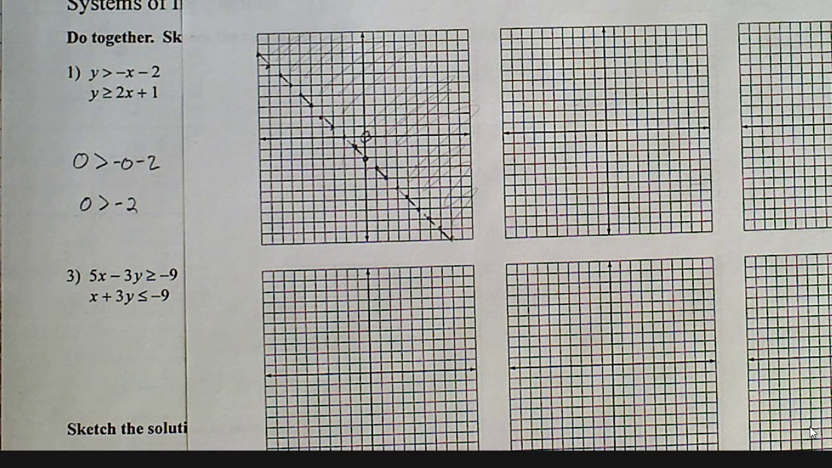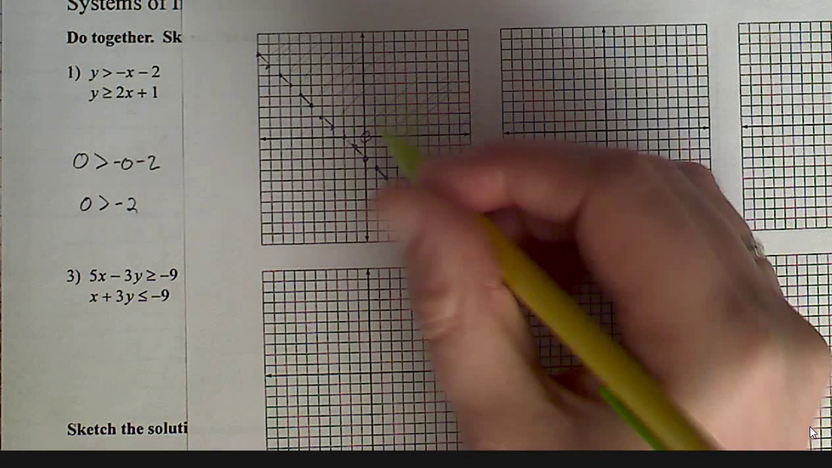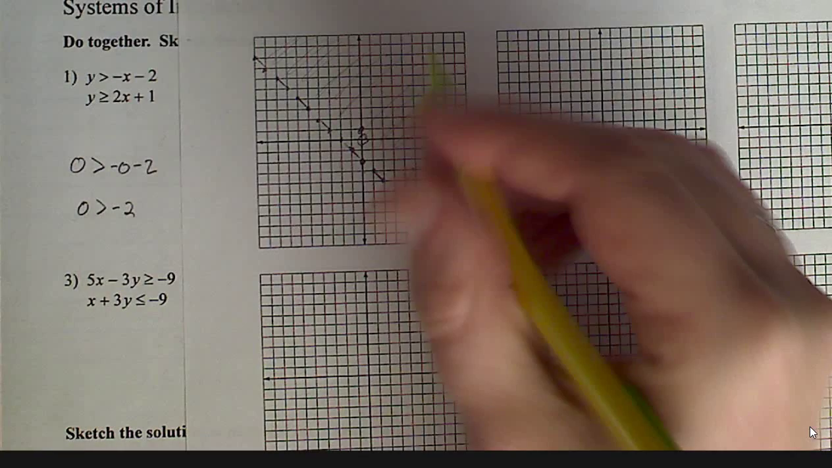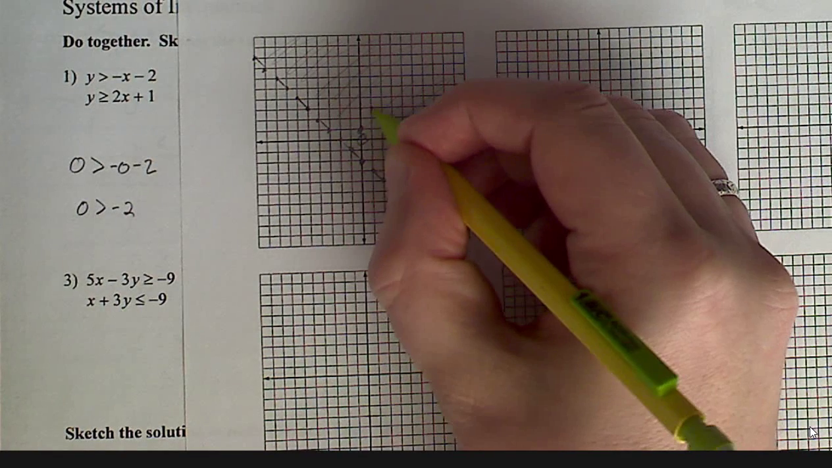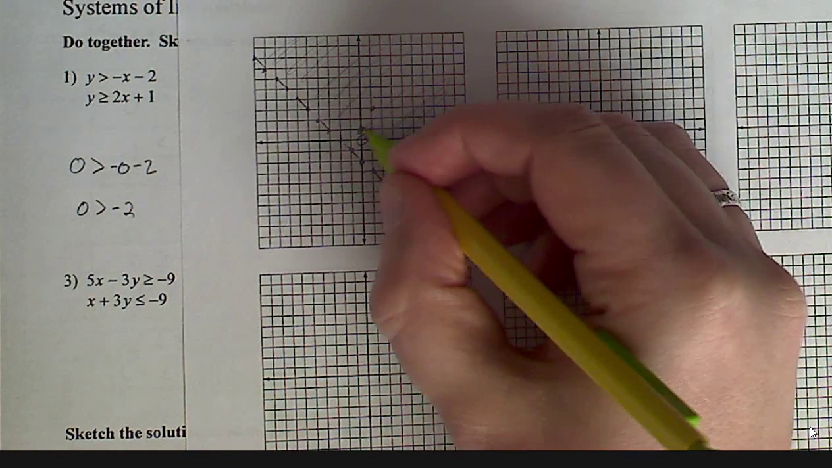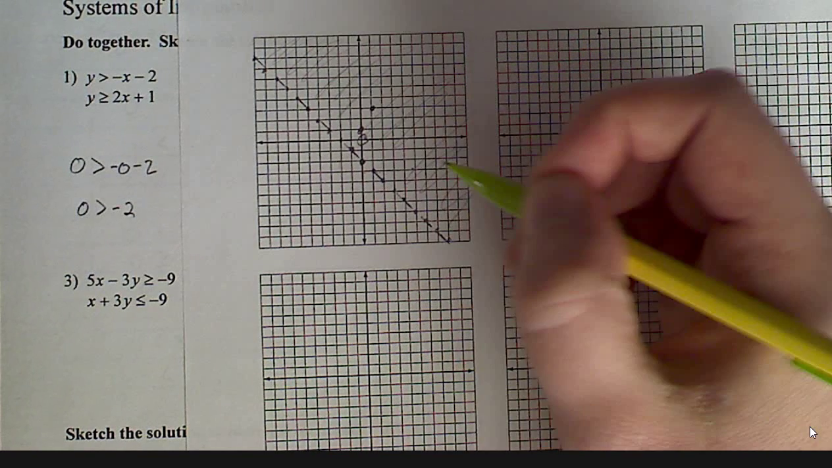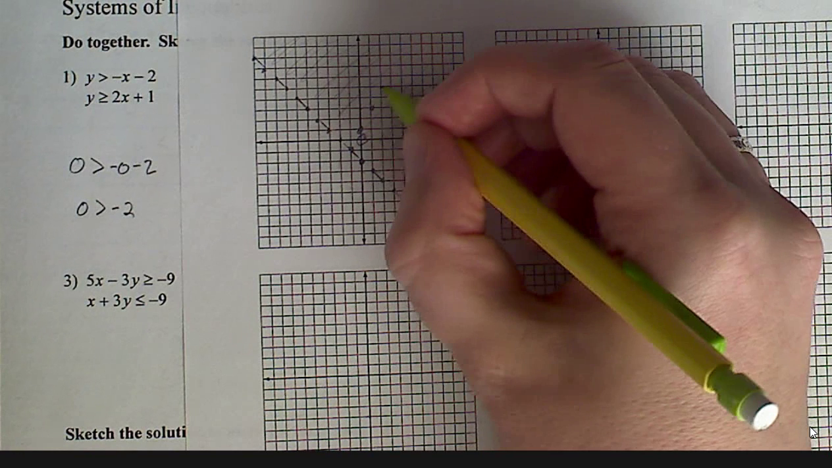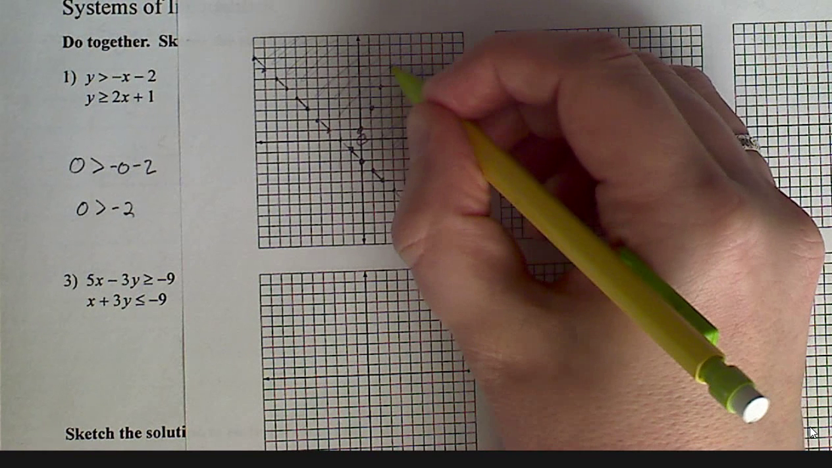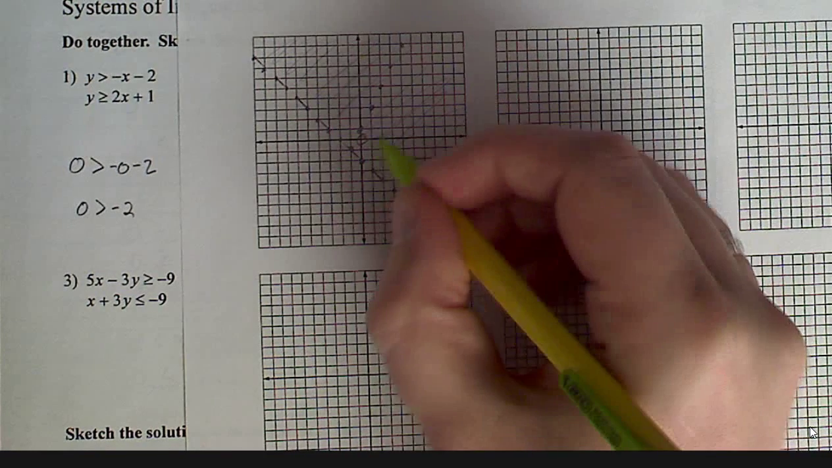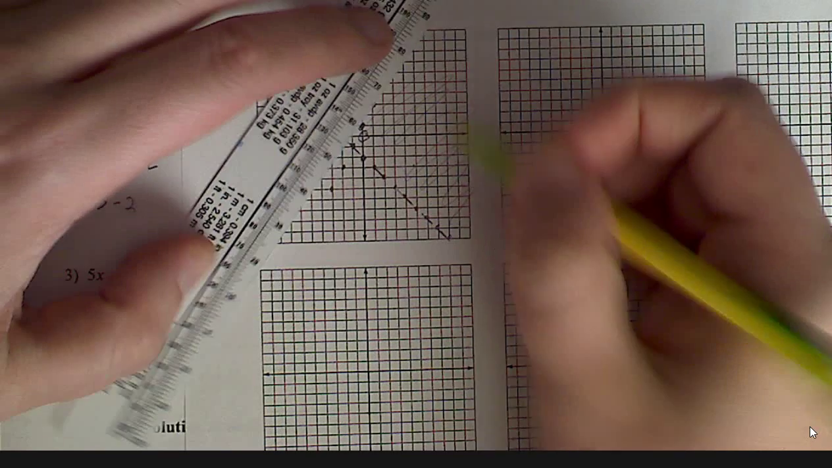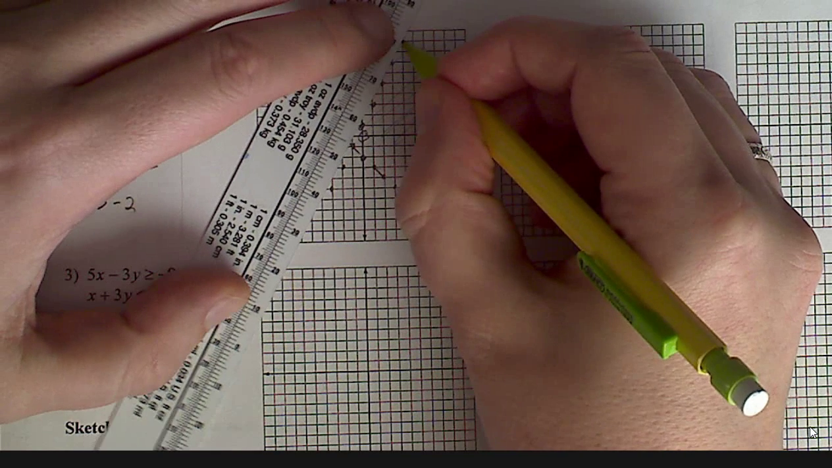So the other line is y is greater than or equal to 2x plus 1. So I'm going to go up 1, put a dot. Go up 2, right 1. Awesome. Or I could do down 2, left 1. And again, these two lines intersect nicely, but I don't really care about the point where they intersect in this case. Instead, I'm going to care about where the shading overlaps. So when I connect these, solid or dashed, anybody? Solid. Great.